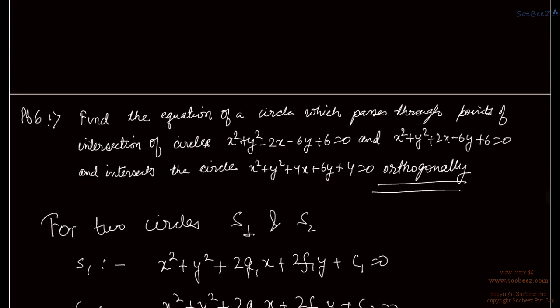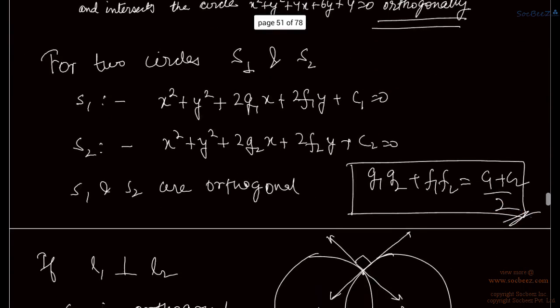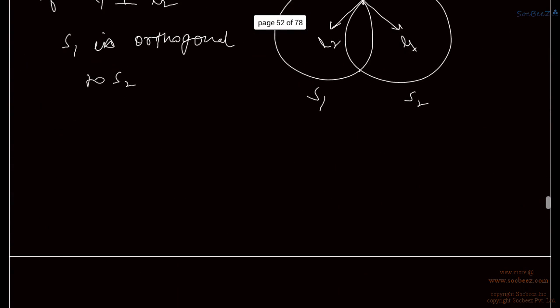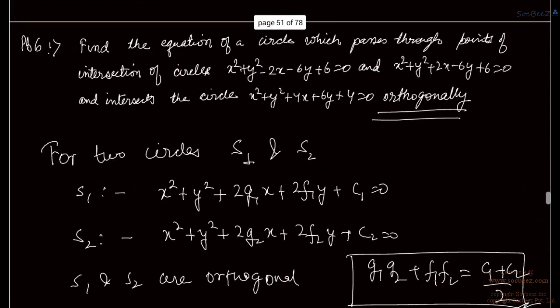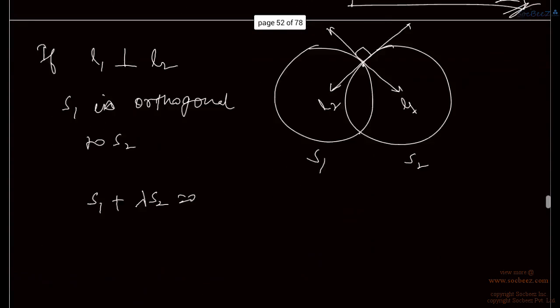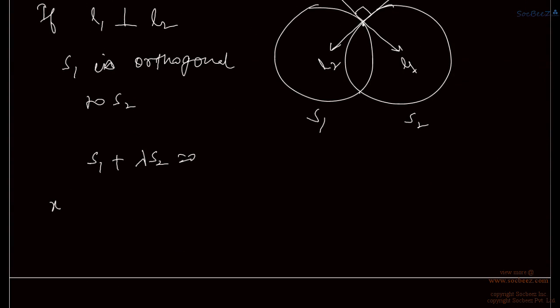So now coming to the question, we have to find the equation of a circle which is passing through the intersection of these two circles and orthogonal to this circle. A circle passing through the intersection of two circles can be written as S1 plus lambda S2 is equal to 0. So we have a circle S1 as x square plus y square minus 2x minus 6y.